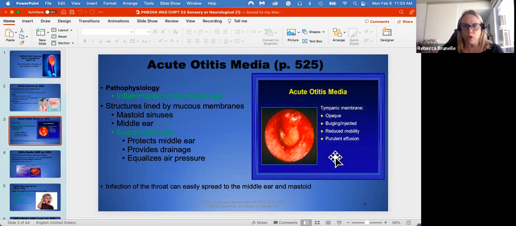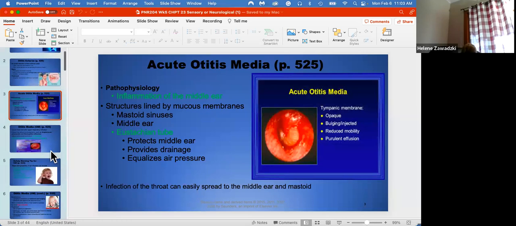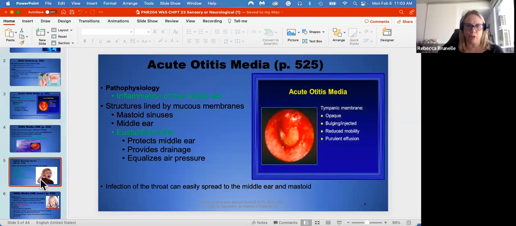This is just showing you what the tympanic membrane looks like. You can see here it's bulging and red. Normally it's a pearly gray color, like a blue gray. This is something you would see when you look in the middle ear with the otoscope if there's an ear infection, otitis media, a middle ear infection.